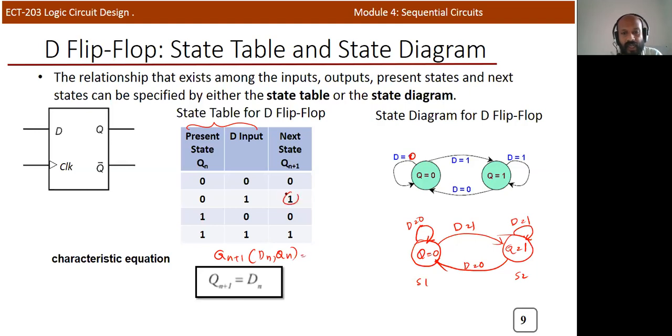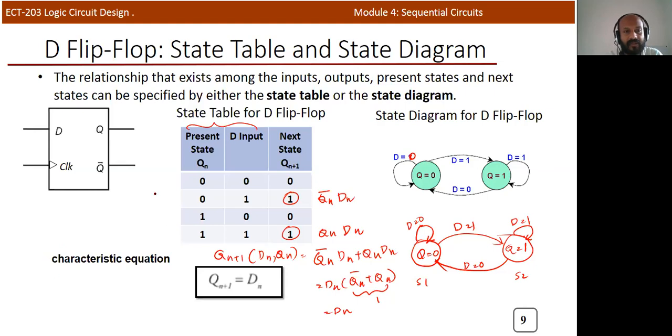Here you can see the output is 1 for the possibility Qn bar and D input, or Qn bar Dn. Another possibility is 1 when Qn is equal to 1 and Dn is 1. So these are the two min terms: Qn bar Dn plus Qn Dn. Taking Dn common, Qn bar plus Qn is equal to 1, so we simply write Dn. That's why Qn plus 1 is equal to Dn. This is the characteristic equation of a D flip-flop.